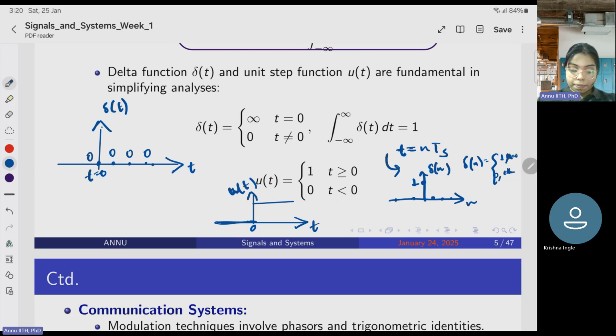Your homework is: what will be the area under u(t) dt?